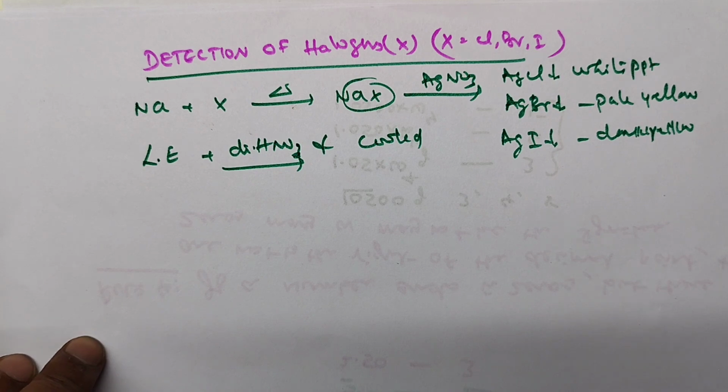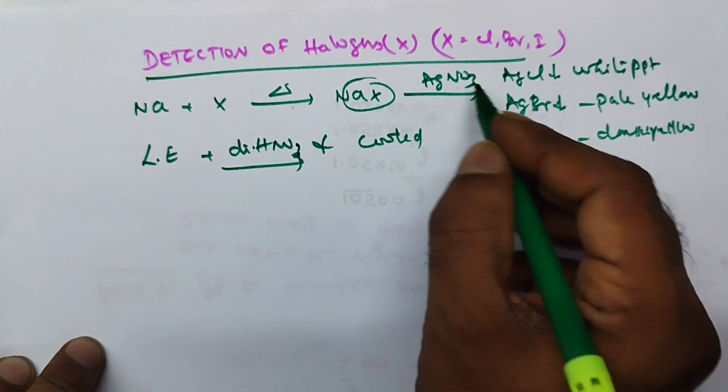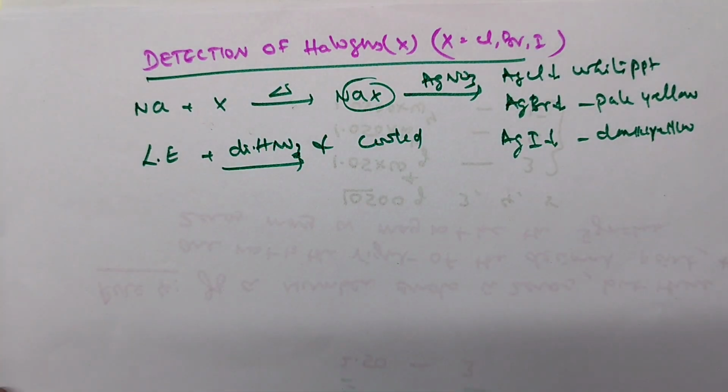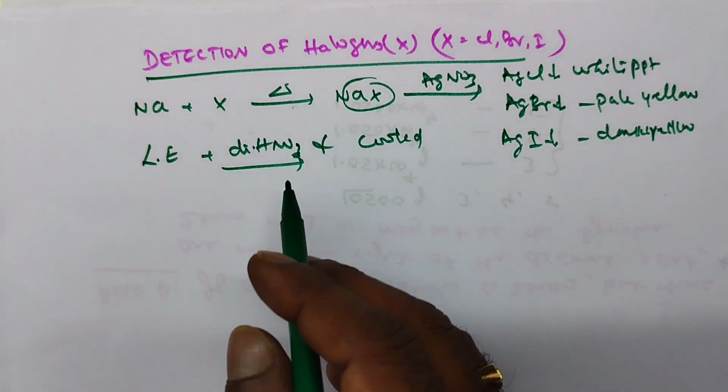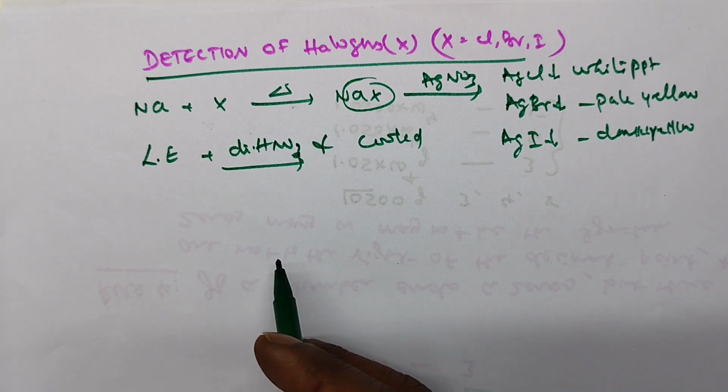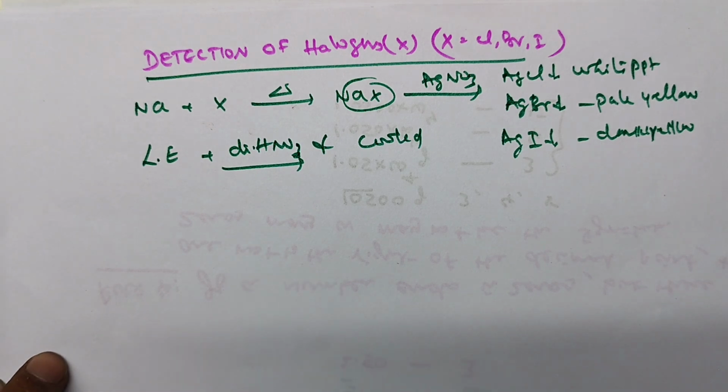So in that case, we have to know what the function of dilute nitric acid is. Before adding the silver nitrate, why are we adding dilute nitric acid? If the organic compound contains nitrogen or sulfur, the Lassaigne's extract on boiling with dilute nitric acid decomposes sodium cyanide or sodium sulfide.